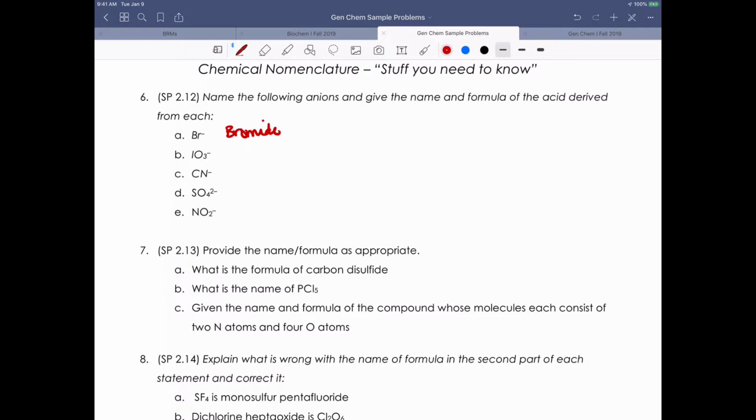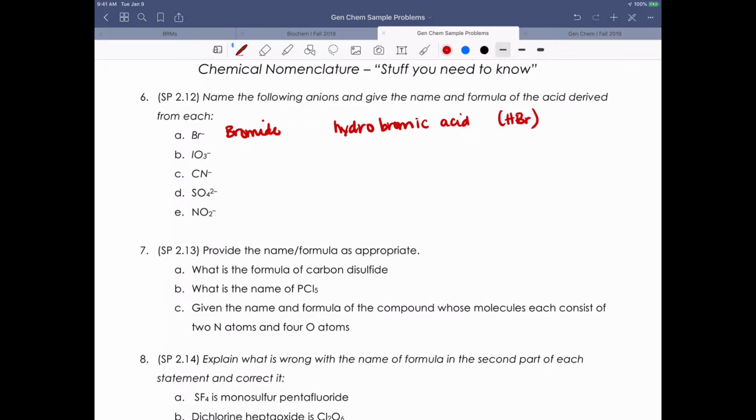When we're naming acids, especially when we're naming the halogen series of acids, we need to add the prefix hydro in front. So this is hydro. We take the prefix from the anion, which would be brome. We add the suffix ic, and then we add the word acid at the end. And the acid that's made there is HBr.